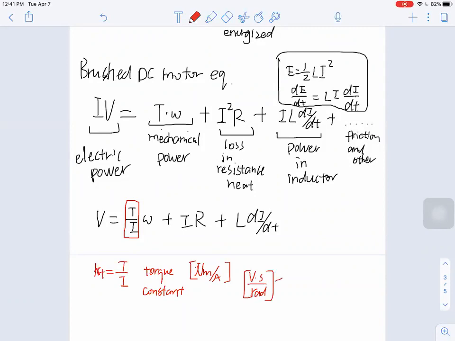If you have this unit for the torque constant, this is also called the electrical constant. But just remember this torque constant, KT equals T over I. It's the most important parameter for a DC motor, and you will find that in all different data sheets.